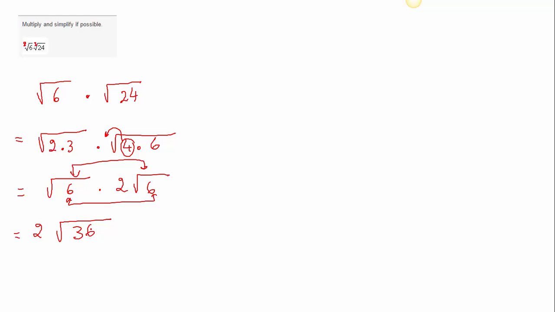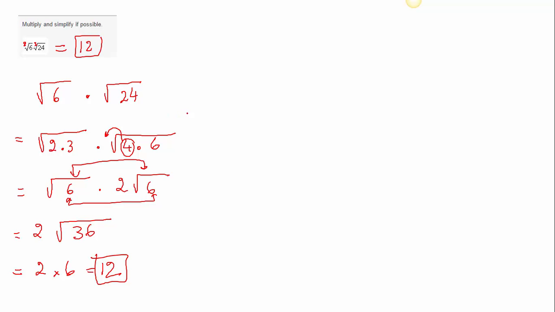And of course 36 is a perfect square, and square root of 36 is 6 because 6 times 6 is 36. So that would be 2 times 6 equals 12 as the final answer. So here this whole thing is just 12.